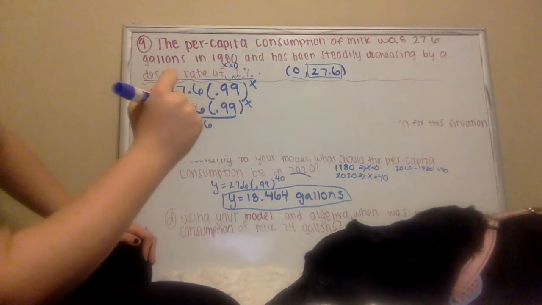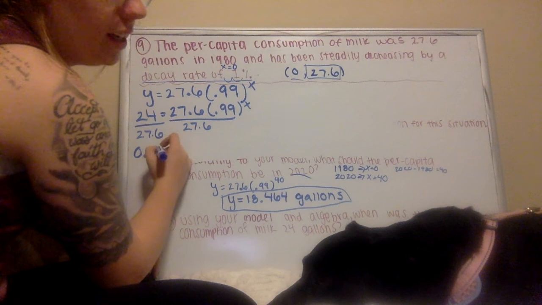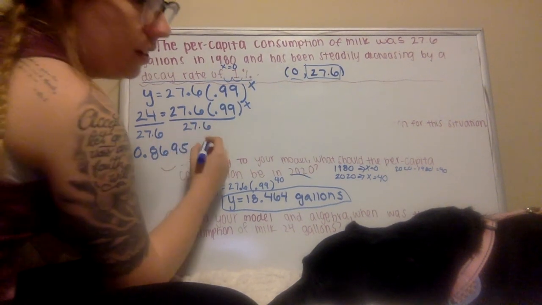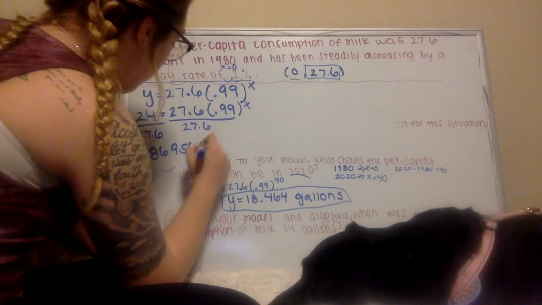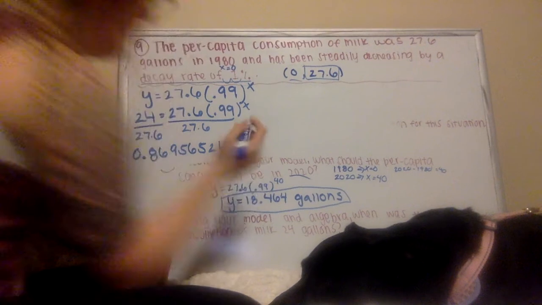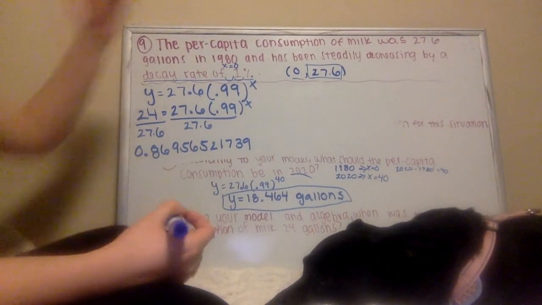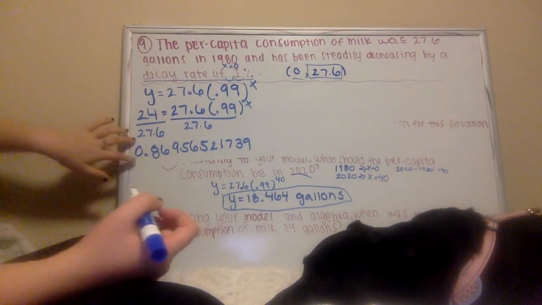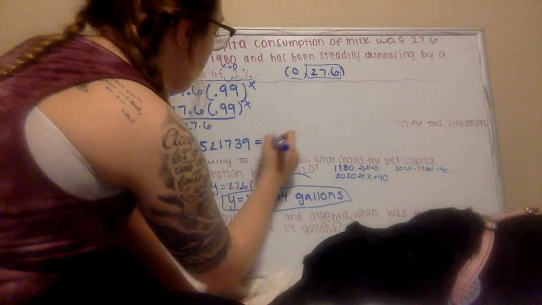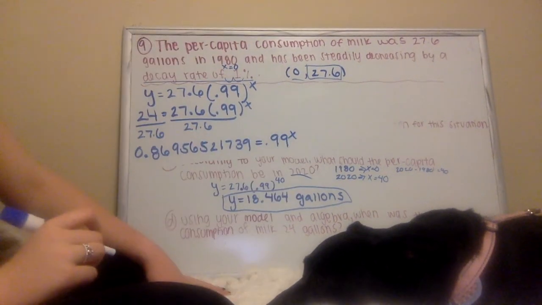And when you divide these, you get 0.869565... to 1739. Now I would just keep that in your calculator so you can use it again, because we're not rounding off in the middle of the problem. We round off at the end of problems. So that's why this is a little long, but you could just keep it in your calculator. So this is equal to 0.99 to the x.